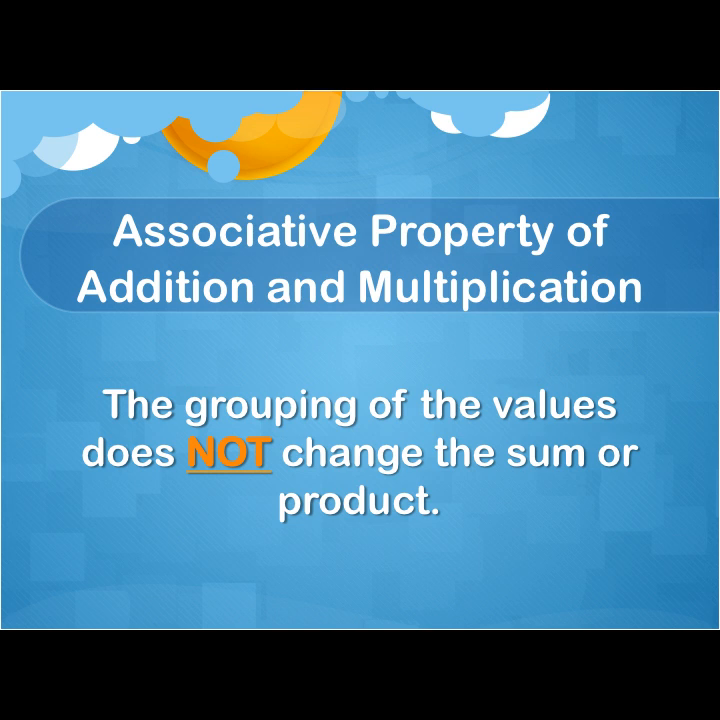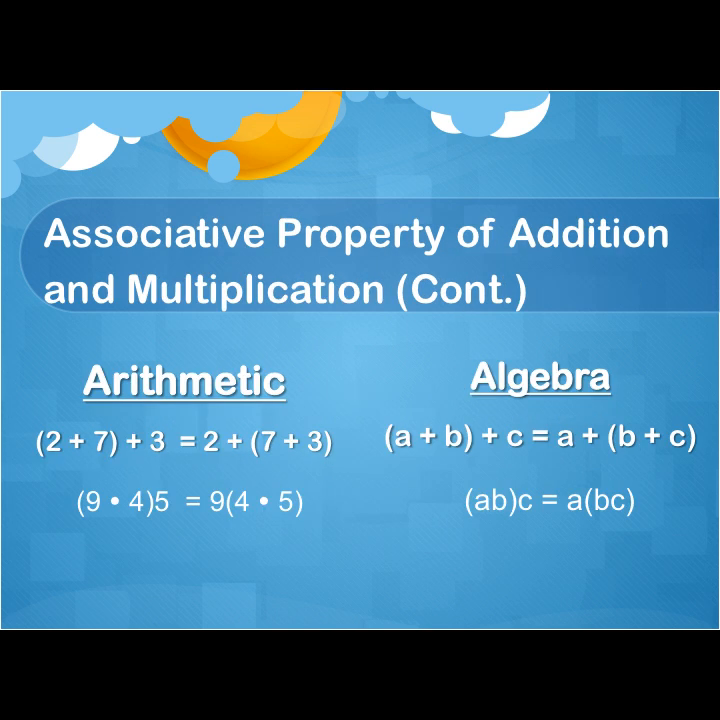Now we will look at the associative property of addition and multiplication. The associative property states, the grouping of the values does not change the sum or the product. The associative property basically says that as long as the sign is the same, where the parentheses go does not matter. In the example of 2 plus 7 plus 3, the parentheses can go around the 2 and the 7, or the 7 and the 3, and the answer will be the same.